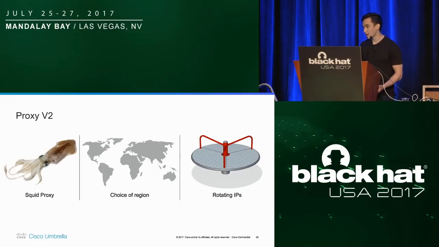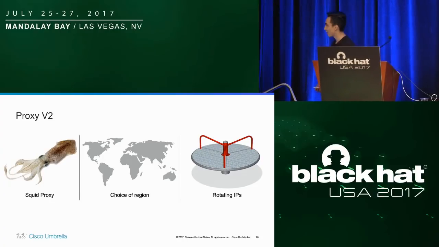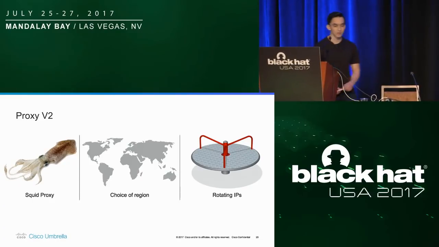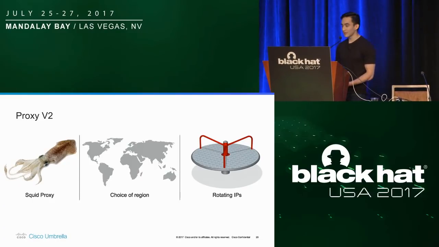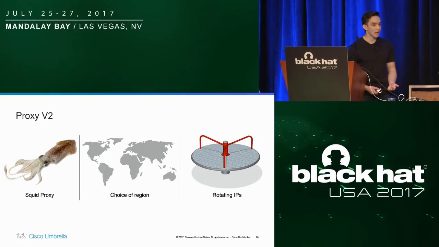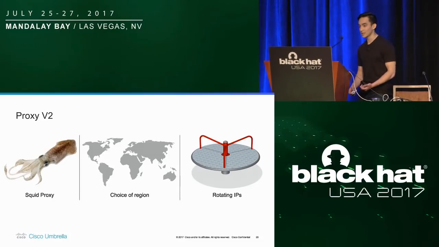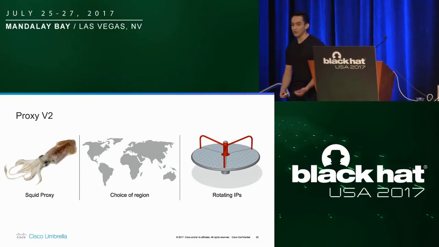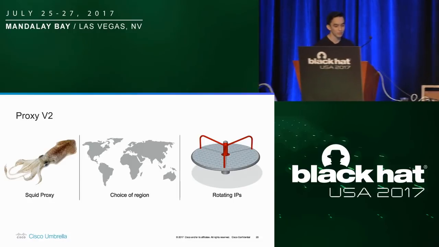The second version of the proxy network, we actually built out ourselves. We hosted it across a bunch of hourly VPS providers using Squid Proxy. And this gives us a lot of flexibility in the choice of region for our exit IP. So if certain exploit kits are only targeting certain regions, we can choose to be coming from there. And it also gives us rotating IPs every hour or 2 hours.